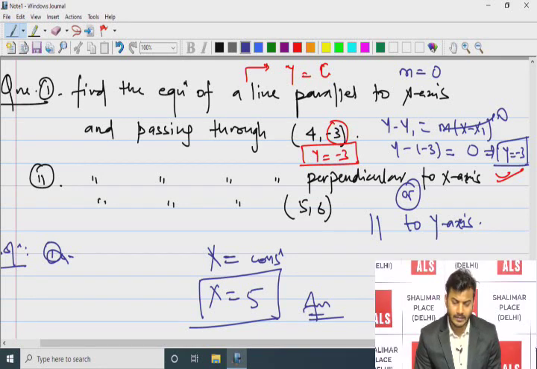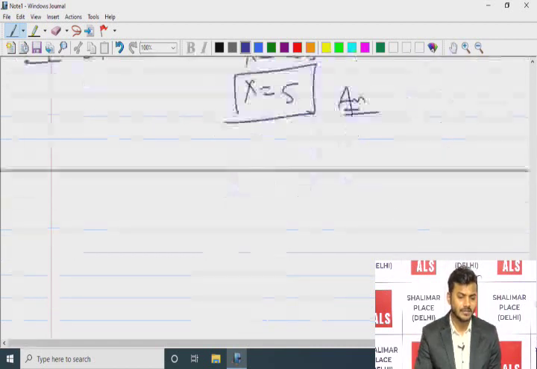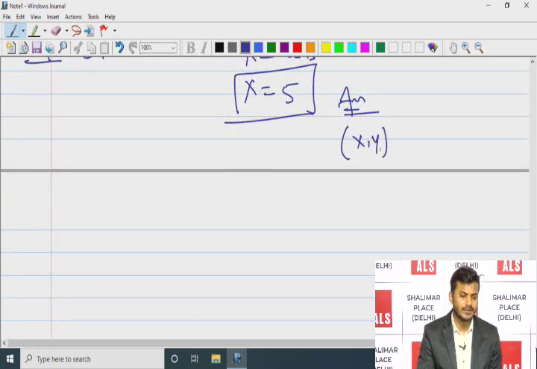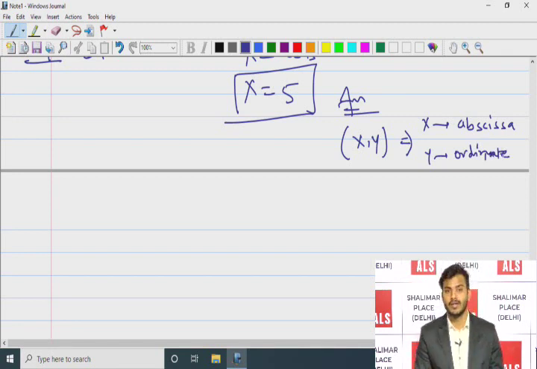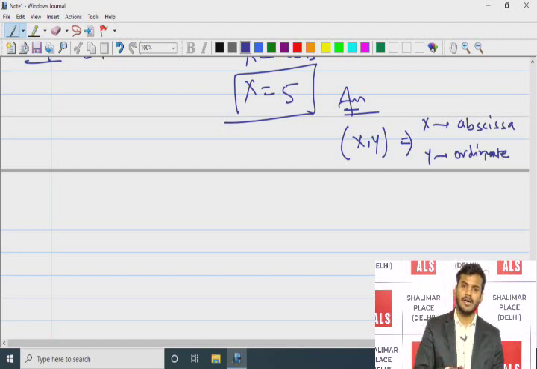And there is one more thing, guys, about coordinates. You must remember, there is another way to say them. That is abscissa and ordinate. You must remember this, I guess. X, Y. X will be abscissa. What is Y? Ordinate. When they get together, combinedly we call them the coordinates of a point. Otherwise, they are the abscissa and ordinate of a point.